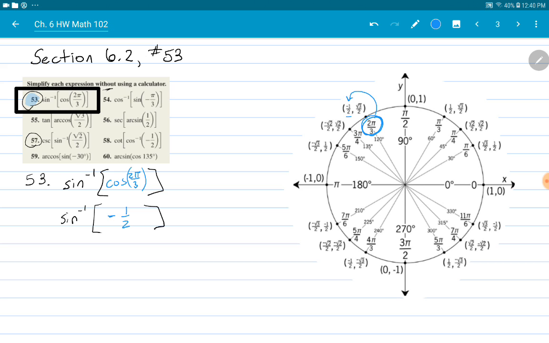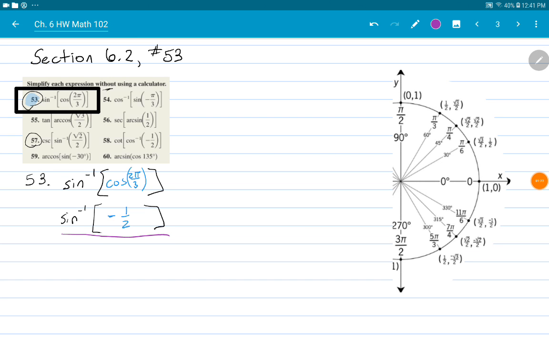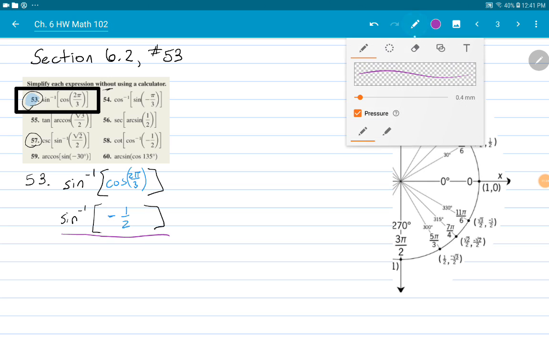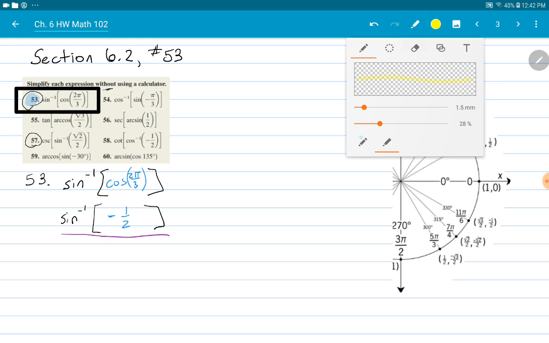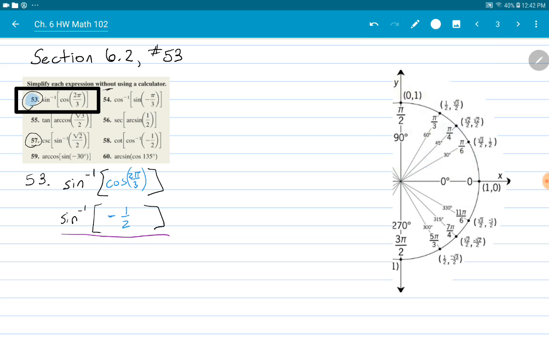So that means what angle on the unit circle gives me a y value of negative 1/2. So now I want the sine inverse of this. Now remember our restriction on sine: the sine inverse function is really just the right half of the unit circle, and our angles in that fourth quadrant are the negative version.